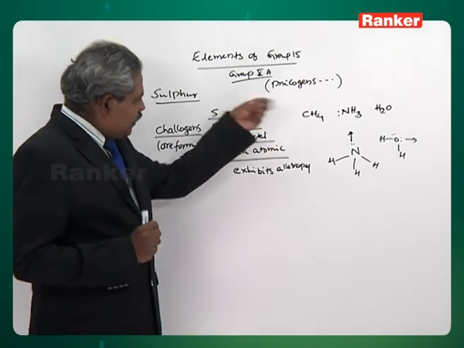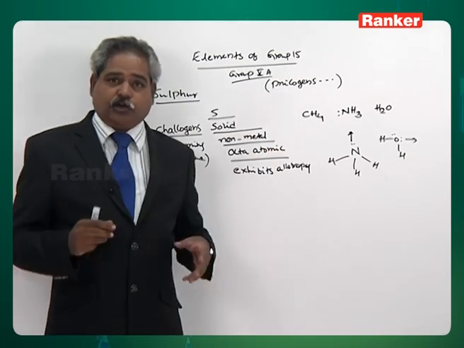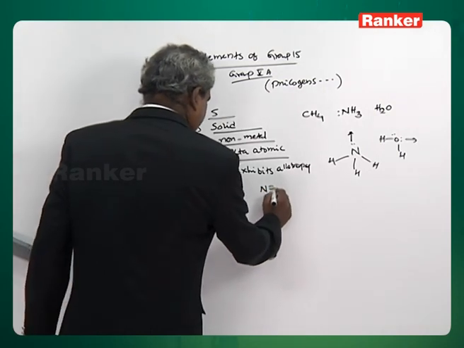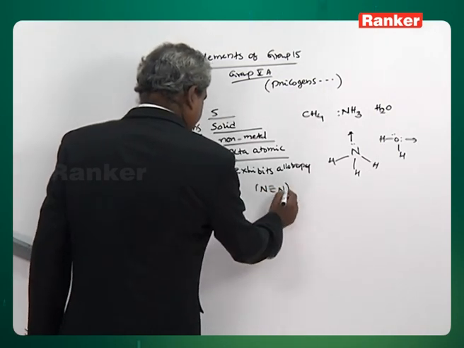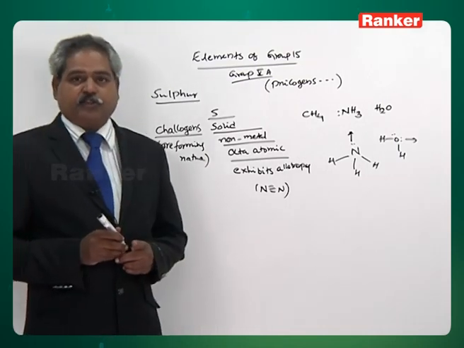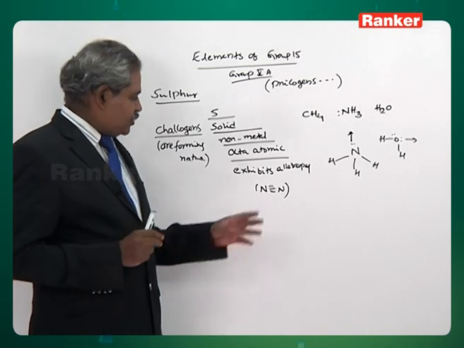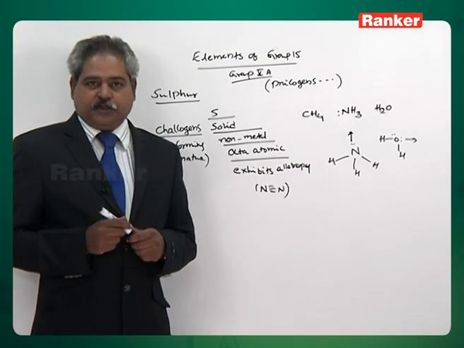Nitrogen is almost inert because of its triple bond. It is highly stable and it doesn't react easily. It takes a lot of voltage for nitrogen to combine with oxygen in air. Only when lightning occurs, nitrogen combines with oxygen.